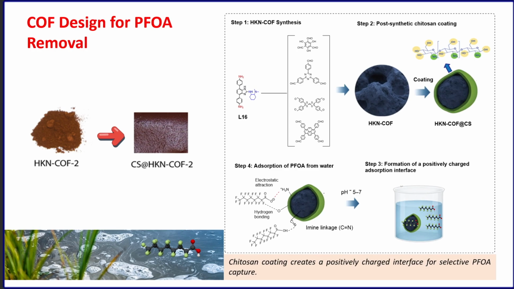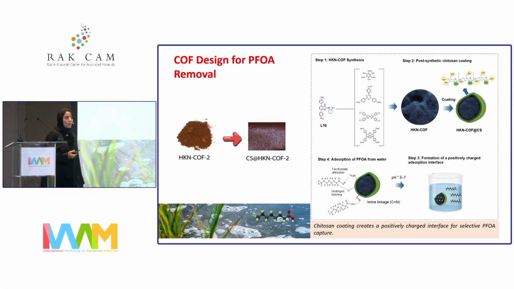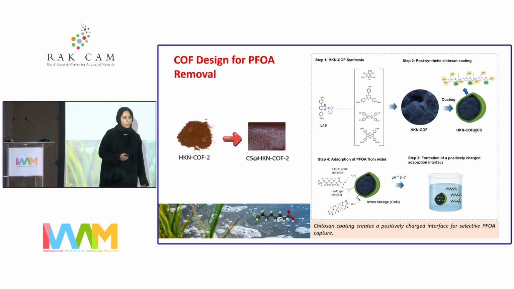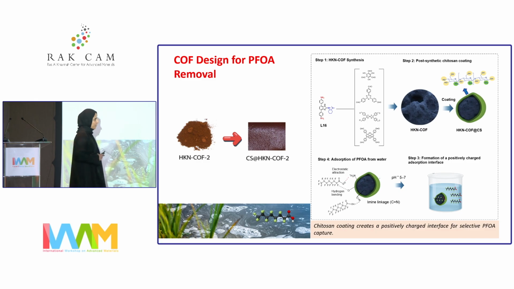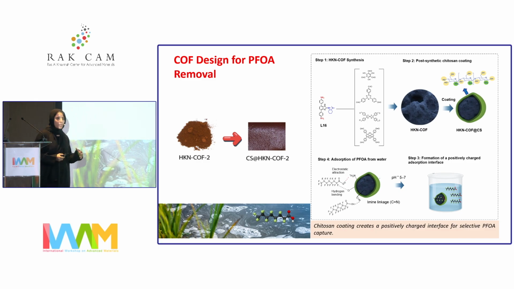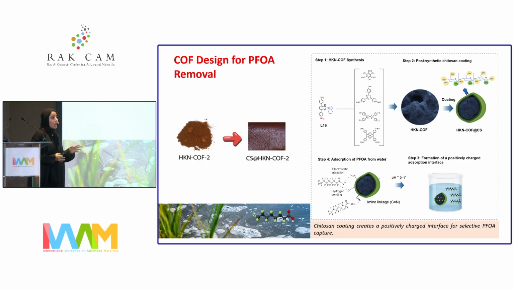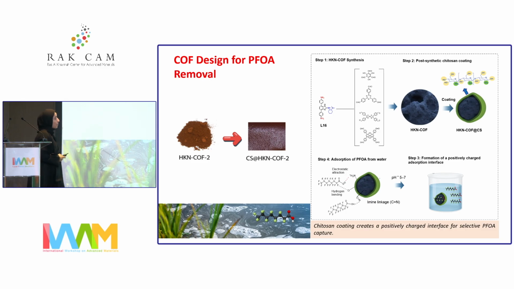After that, we also integrated it with chitosan polymer, not only to give it flexibility, but also because the functional groups in the polymer will enhance and increase the adsorption capacity for perfluorooctanoic acid. What happens here is that at around pH 5 to 7, the amino group in the polymer will be protonated, which enhances the adsorption of the anionic pollutant perfluorooctanoic acid. Actually, the driving force behind the adsorption of this pollutant is the functional groups present in the polymer and the functional groups present in the COF, which interact with the anionic pollutant.